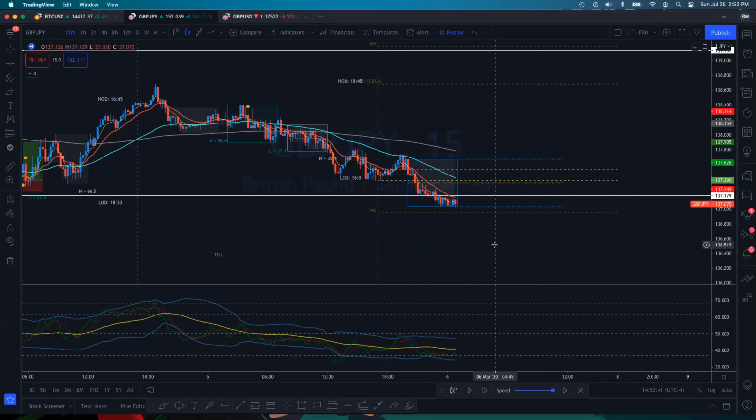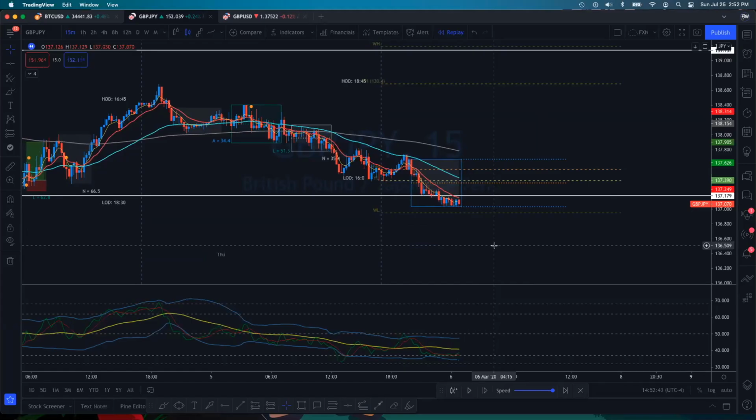I only bring this up because, think about this. From what you're looking at here, what would be the best possible trade setups that you could get if you wanted to look for sells? What would it be?